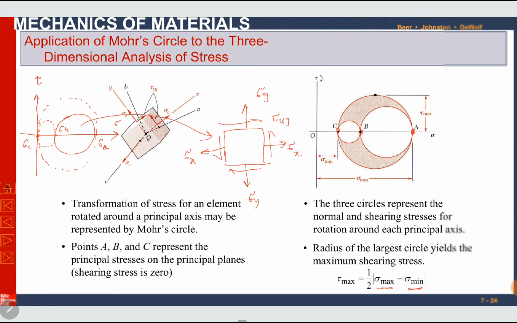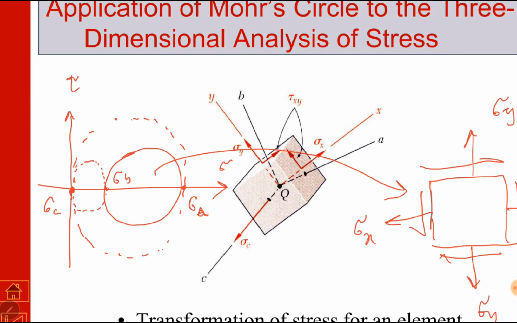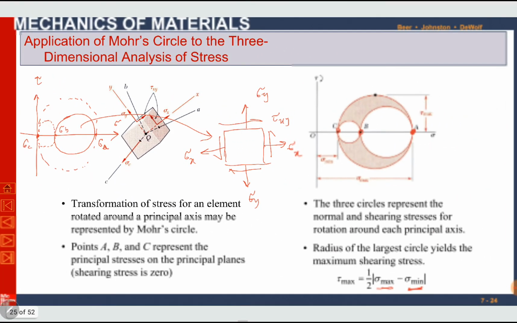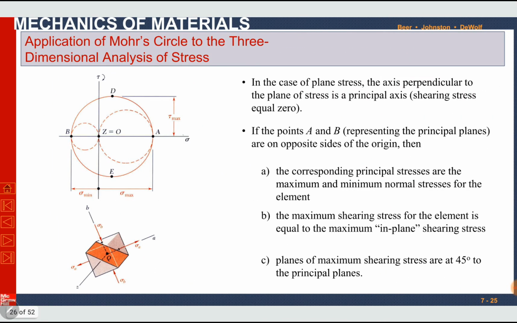Now, there are two special cases. Remember that in a plane stress, Mohr circle for a plane stress state will contain one solid circle which shows in plane transformation. So it is an in plane circle. The dotted circles are out of the plane circles. So it is possible that the points A and B may have opposite signs. For example, A is positive, B is negative, or A can be negative, B can be positive.